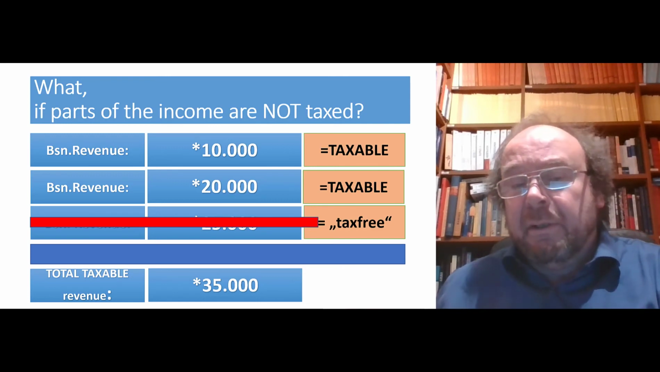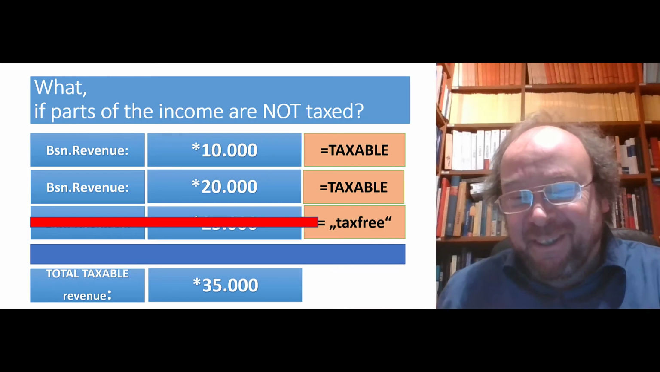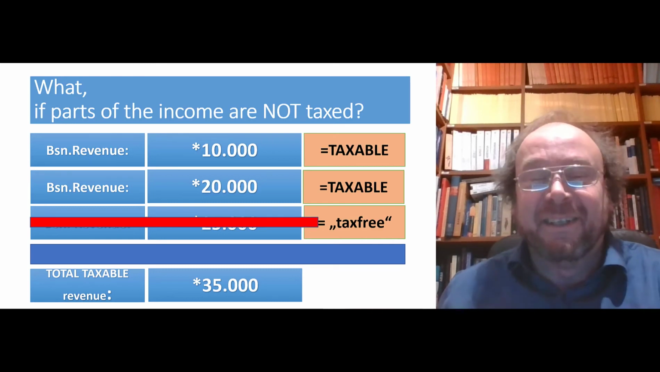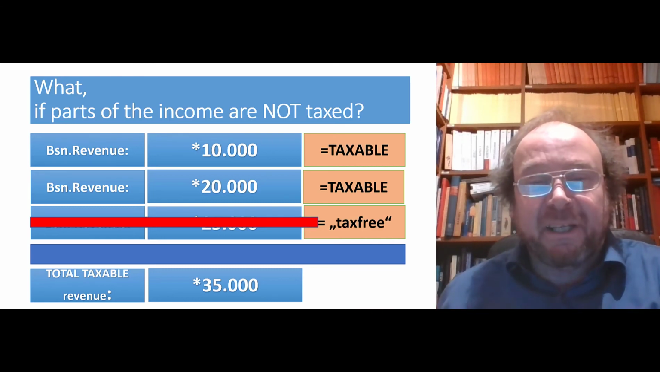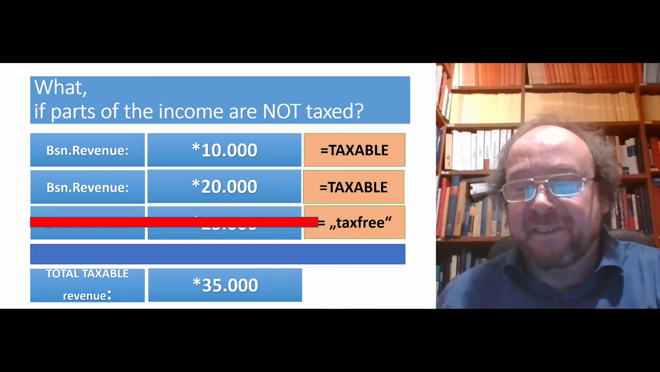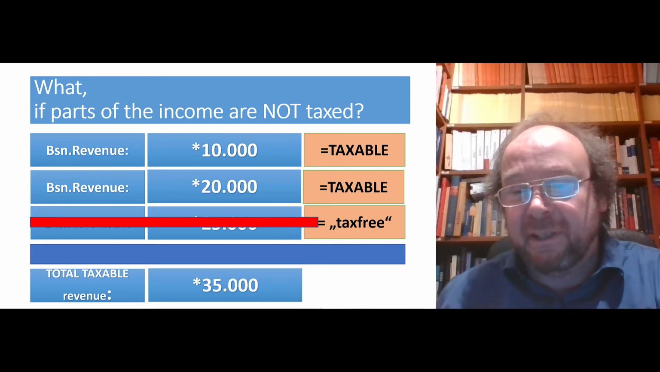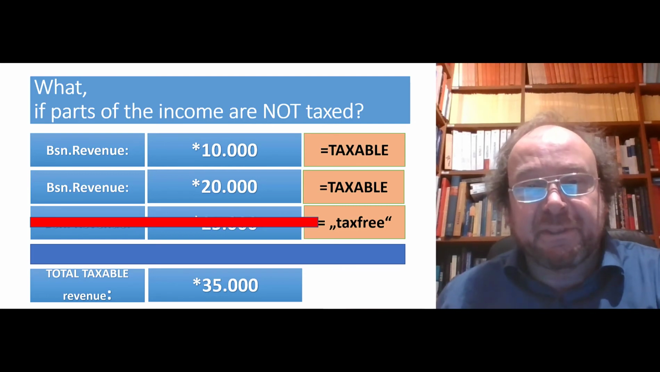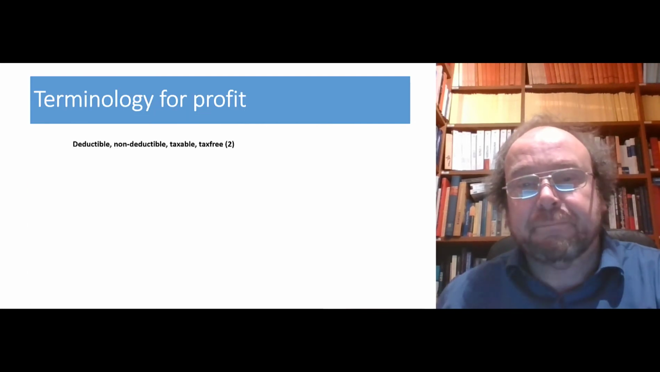By the way, not 35,000, but 30,000. Here you see, okay, why I have not ended up as a mathematics teacher. So 30,000 naturally is the total here because the last business revenue was tax-free.